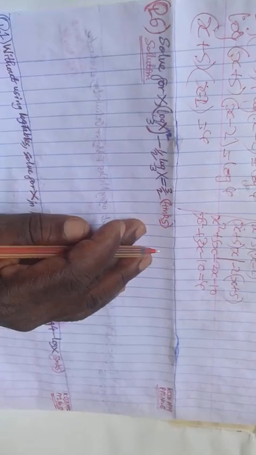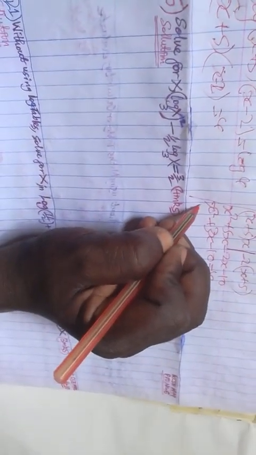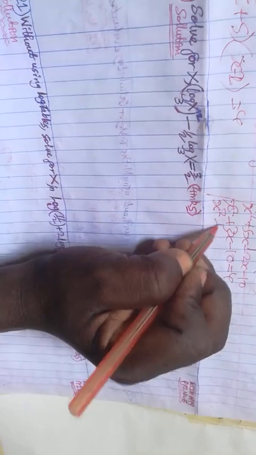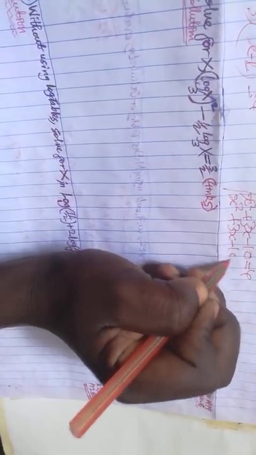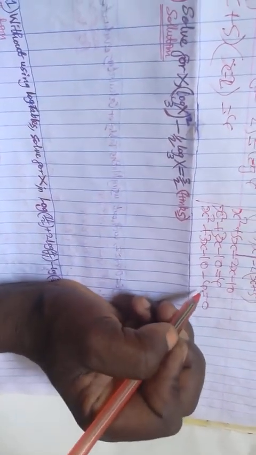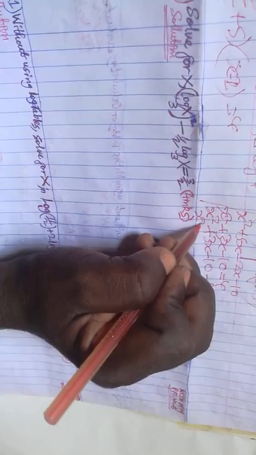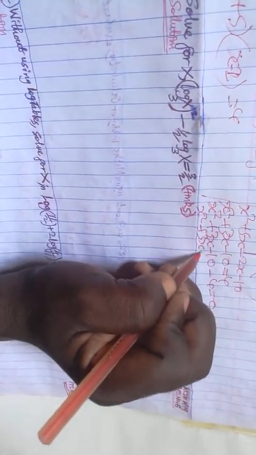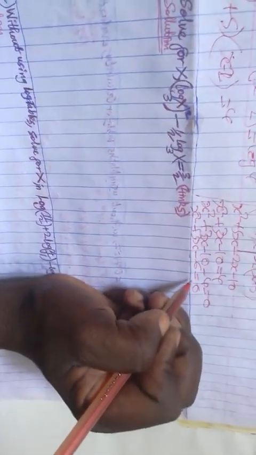Then we say x squared plus 3x minus 10 minus 4 is equal to 0. Then we say x squared plus 3x minus 14 is equal to 0.